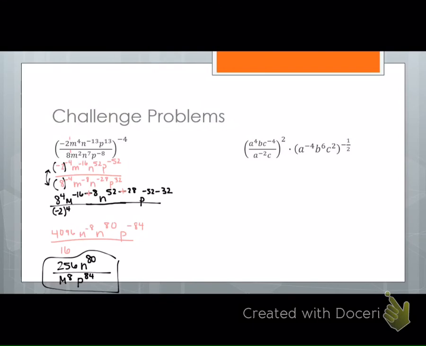Wouldn't the p be on top? Because it's positive. No, p is to the negative 84, because you're doing negative 52 minus 32, which makes it more negative. Do you see that now? Do you see it, Alyssa, why it's on the bottom?